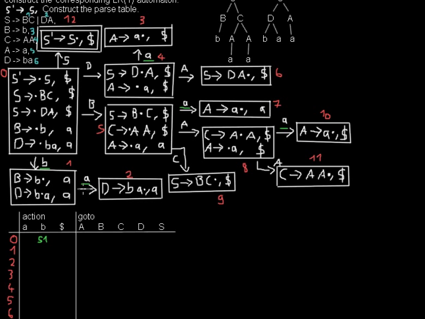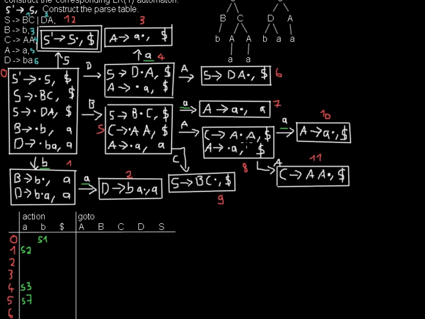When I'm in state 1, I can scan an A and move to state 2. So I can do a scan step to state 2. The next one is this one. When I'm in state 4, so here is 4, I can do a scan step with an A, that's here, and I move to 3. The next is this one. When I'm in state 5, that is that one, I can read an A and move to state 7.